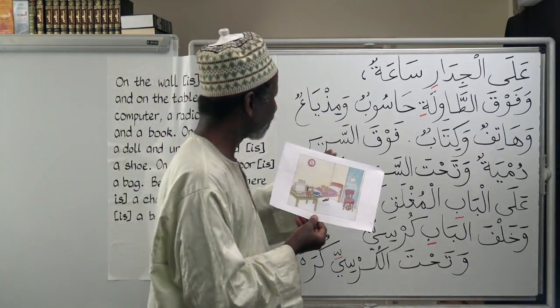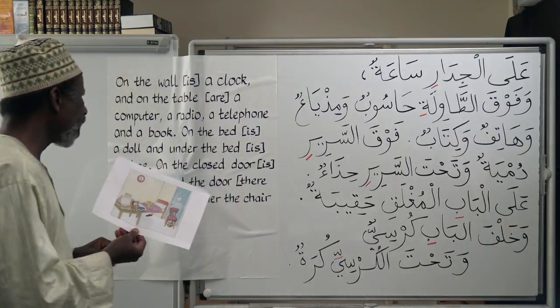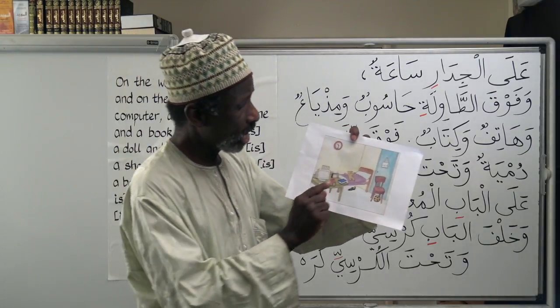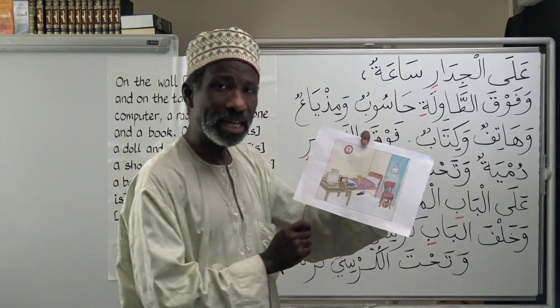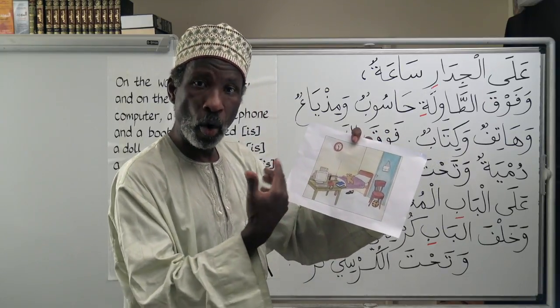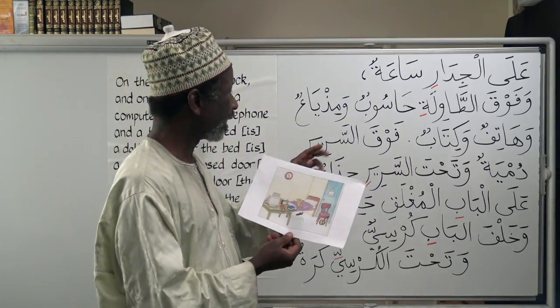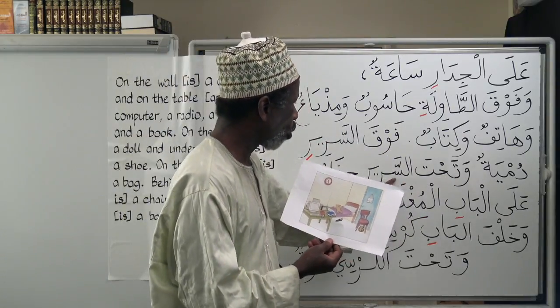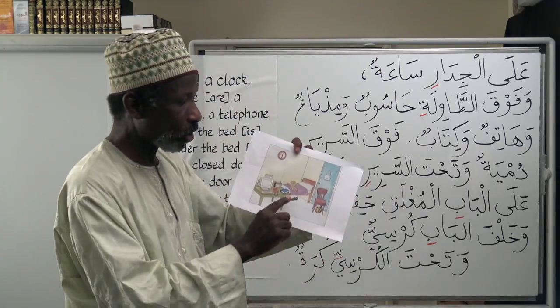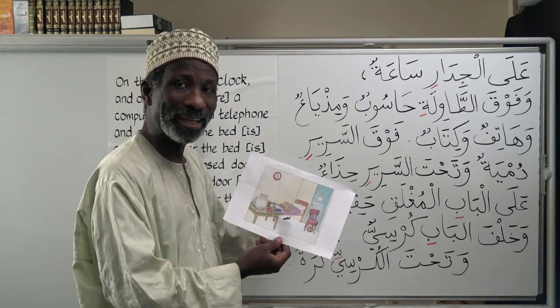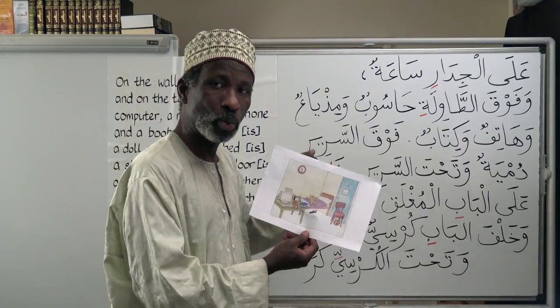Now, فوق السرير, on the bed, is a doll. على السرير, or فوق السرير, دمية. وتحت السرير, and under the bed, حذاء, is a shoe as well.